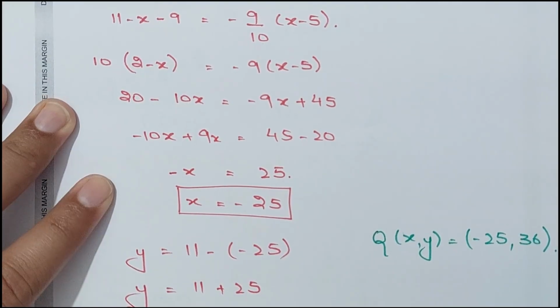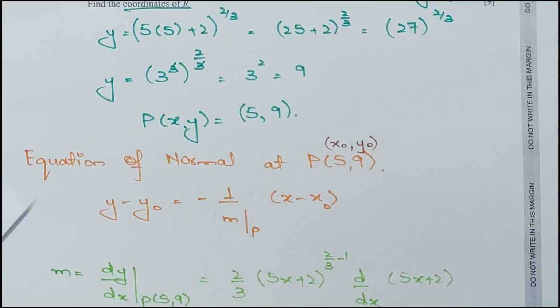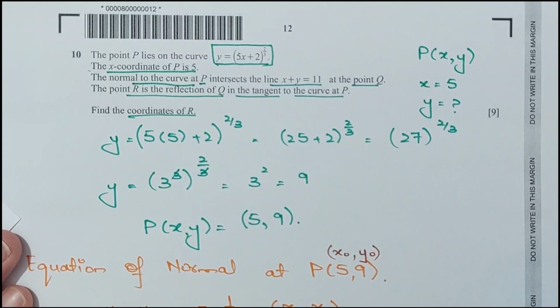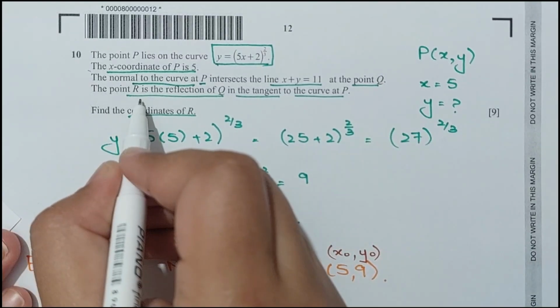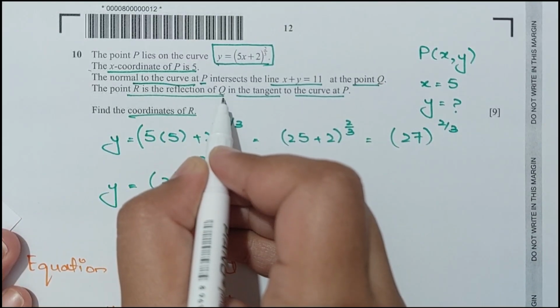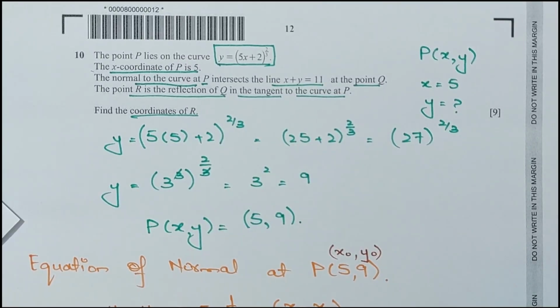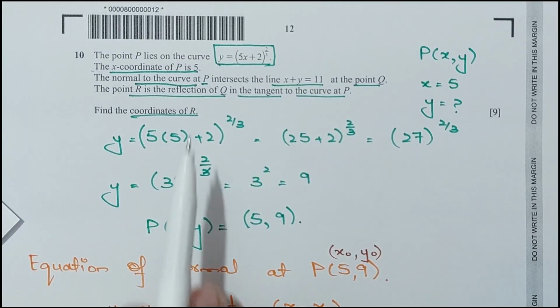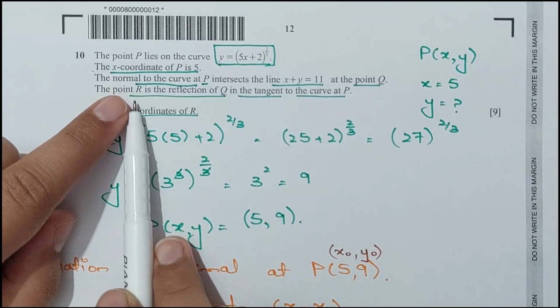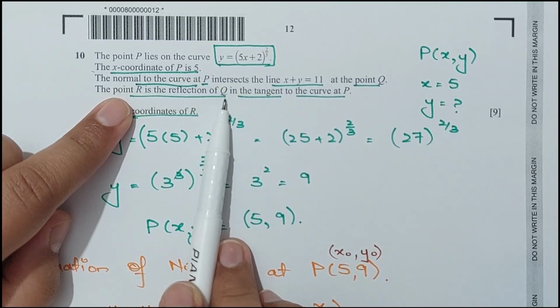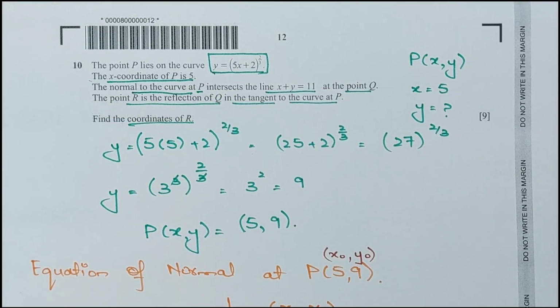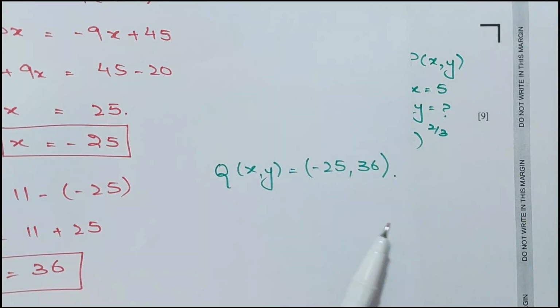All right. Let me read the next part of the question. We are done with point Q. The point R is the reflection of Q in the tangent to the curve at P, and we have to find the coordinates of R. So R is basically the reflection of Q. Now we have the coordinates of Q, which are negative 25 and 36.